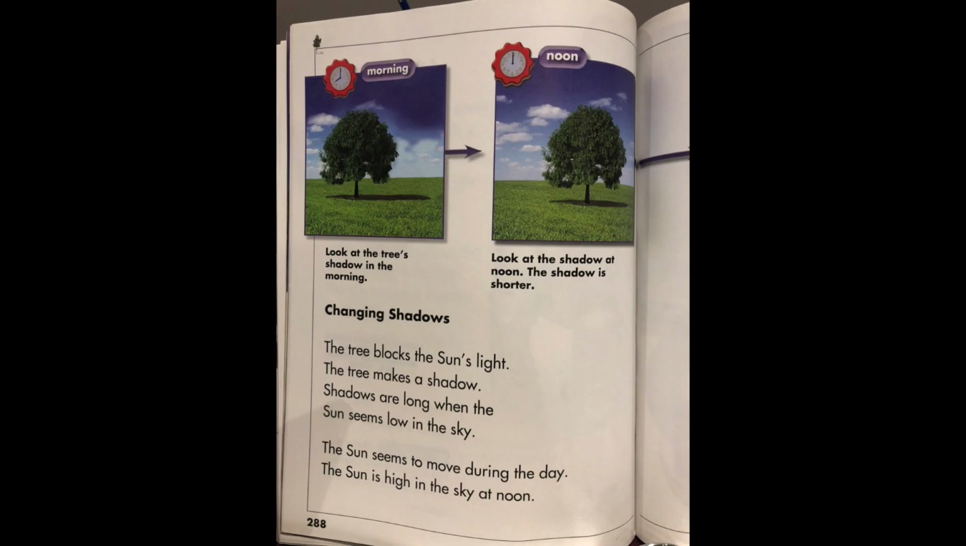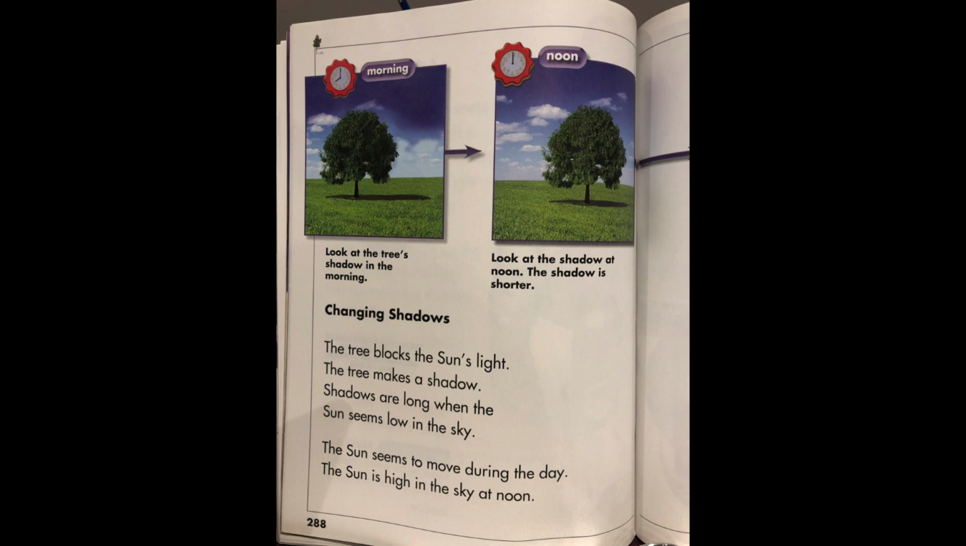So just to finish up our reading, on this page it shows two pictures. So we have the morning and at noon. So the bottom of the morning one, it says, look at the tree's shadow in the morning. Then it says, look at the shadow at noon. The shadow is shorter. So if you compare the shadows, they're slightly different.